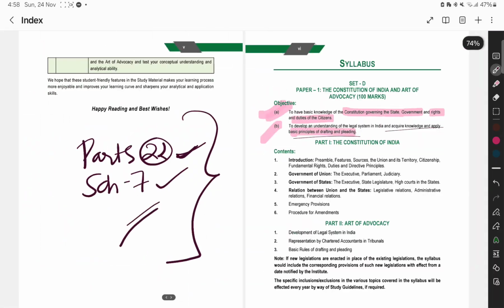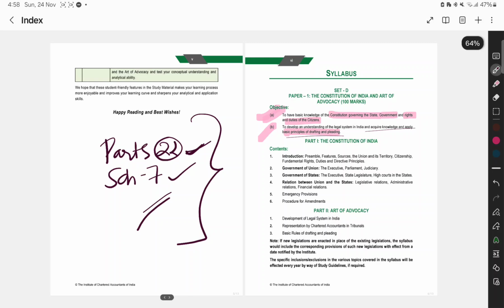So that's for today. I'm giving you just a brief description of the syllabus of Paper 1. It is quite an interesting subject, and you will get various understandings about it as well.